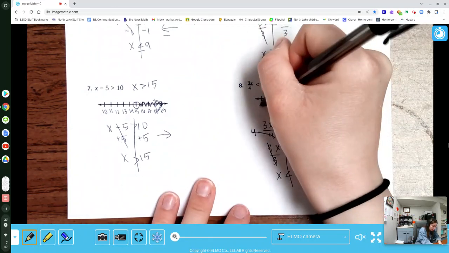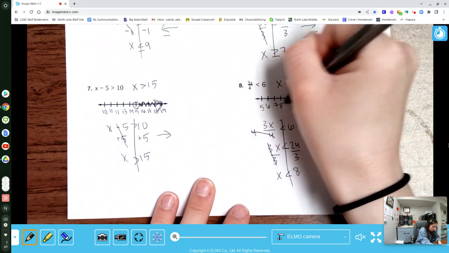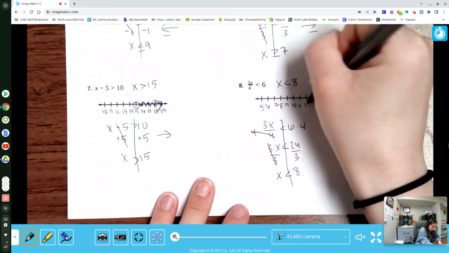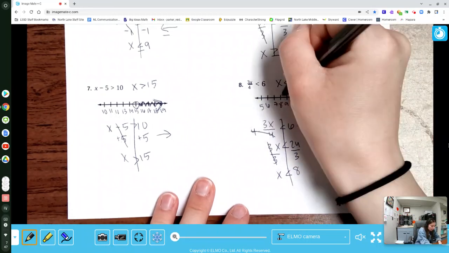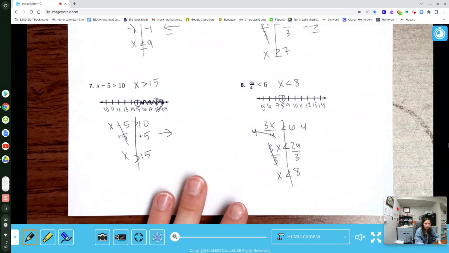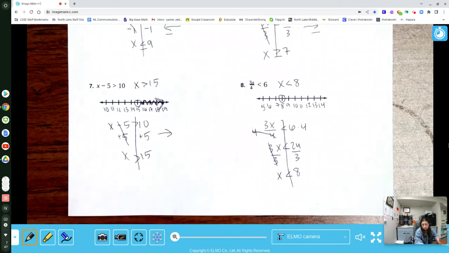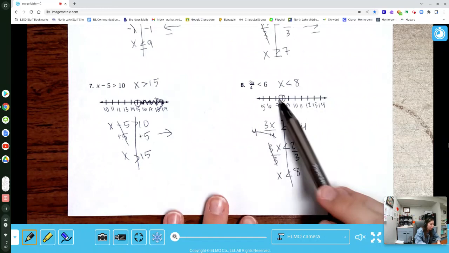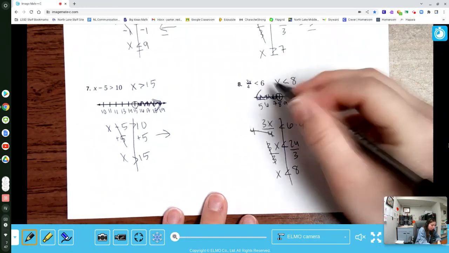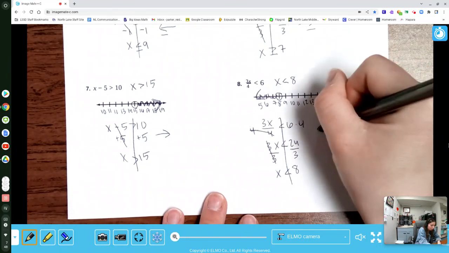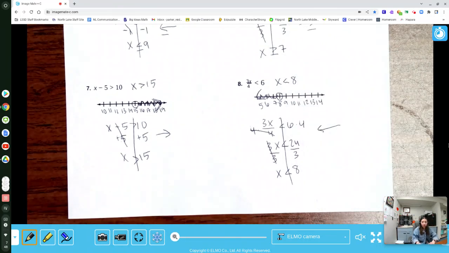So I'll number my number line, 5, 6, 7, 8, 9, 10, 11, 12, 13, 14. If x has to be less than 8, it's not allowed to equal 8, so I'm going to use an open circle. Also, there's no line under the symbol, so we're going to use an open circle. X needs to be less than 8. The numbers less than 8 are to the left, so I'm going to draw my line and arrow to the left. Also, since the variable is first, you could change your symbol into an arrow, and it would point the same direction on your graph.